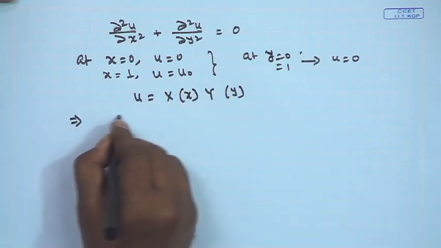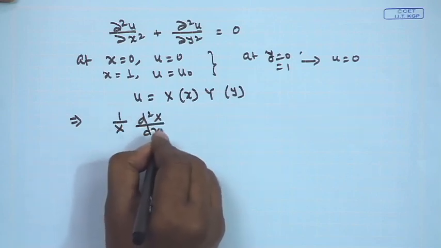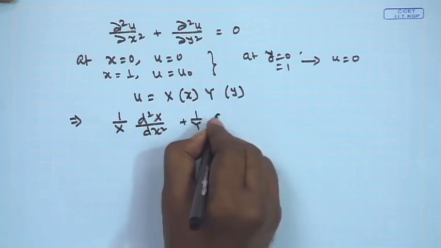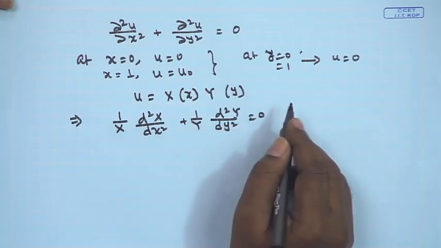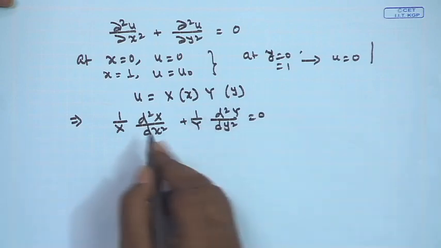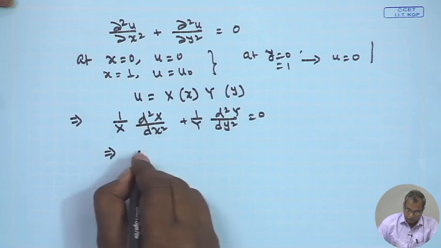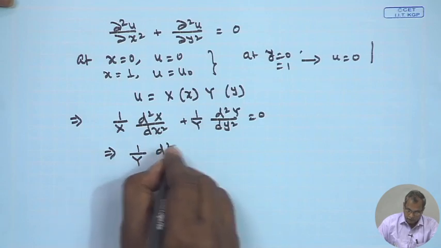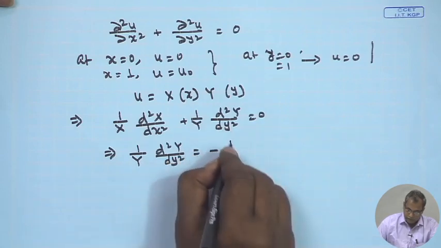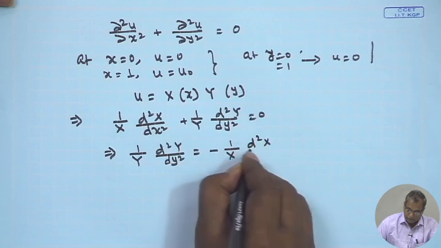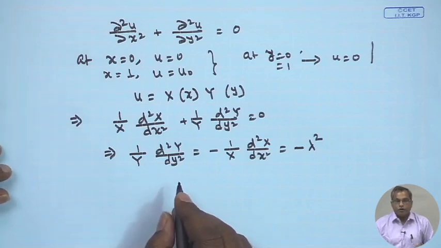After separating the variables, we will have (1/X) d²X/dx² + (1/Y) d²Y/dy² = 0. We will formulate a standard eigenvalue problem in the y direction, because the boundary conditions are homogeneous there. So, (1/Y) d²Y/dy² = -(1/X) d²X/dx² = -λ², in order to have a non-trivial solution.